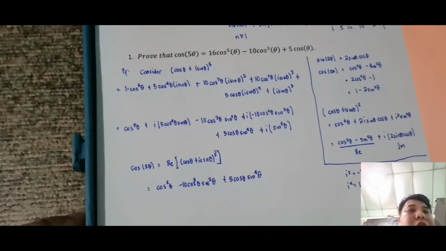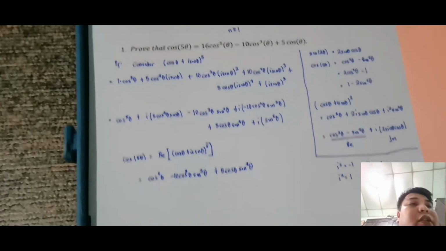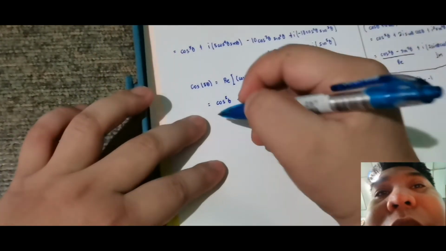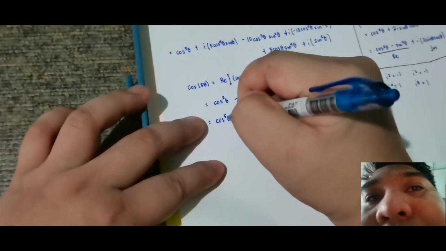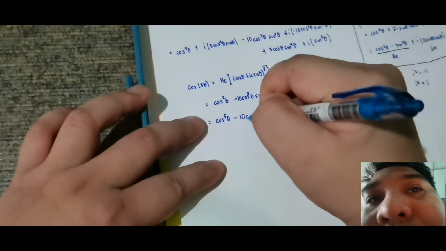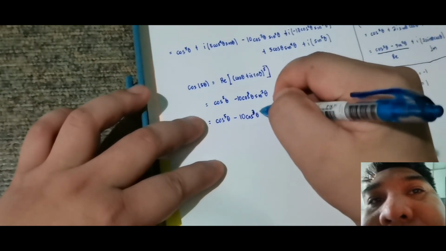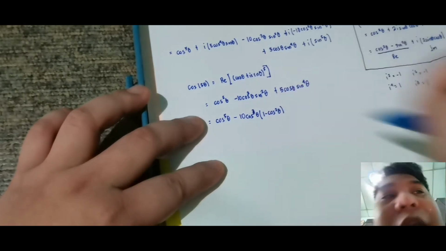Kaso nga lang, ang problema, ang kailangan dapat cosine cube tas 5 cosine. So, meaning, nawala yung mga sine. So, kung napapansin mo, may identity tayo ng sine squared. Yung identity ng sine squared is 1 minus cosine squared. So, this is equivalent sa cosine raised to 5 theta minus 10 cosine cube theta, okay, multiplied by 1 minus cosine squared theta.